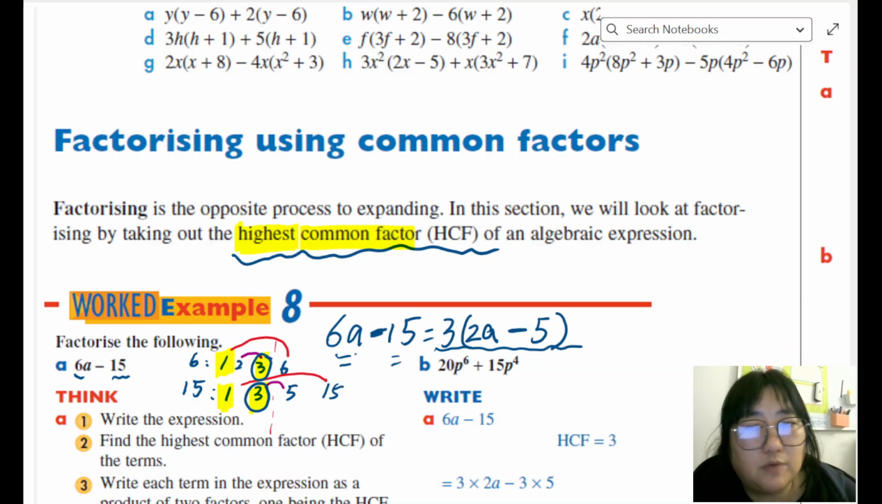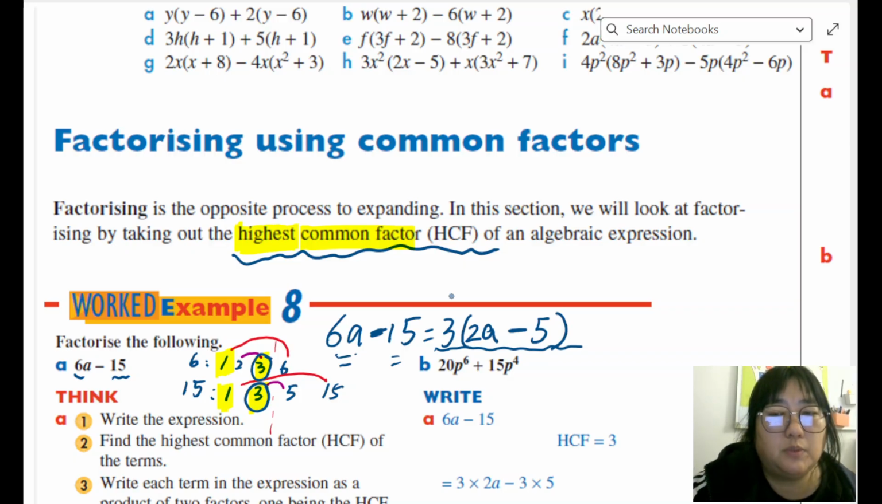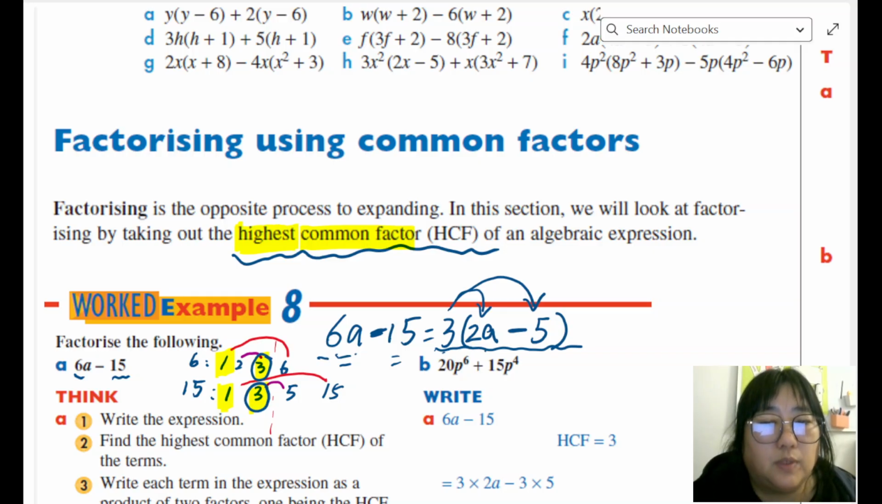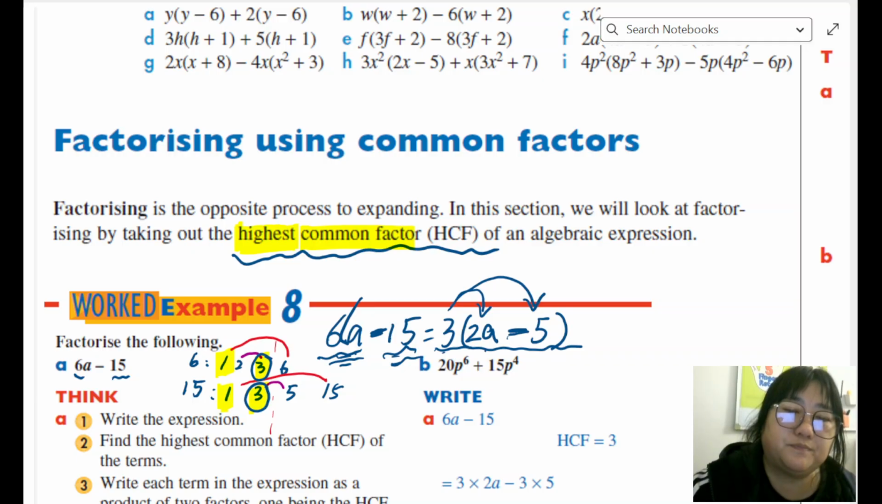If some of you are not sure and ask me, am I right? What are you going to do? You can use the distributive law and just do the expansion. 3 shared to 2a is 6a, so we go back to 6a. 3 shared to 5 is 15. And in the middle it's negative, so we write down negative. You see, through this way we can check that the factorization is successful. So that is this one.